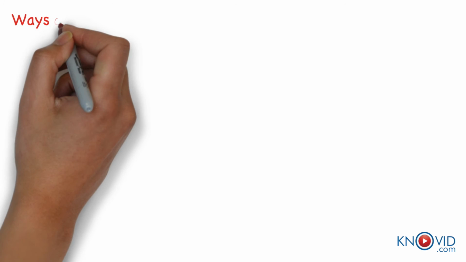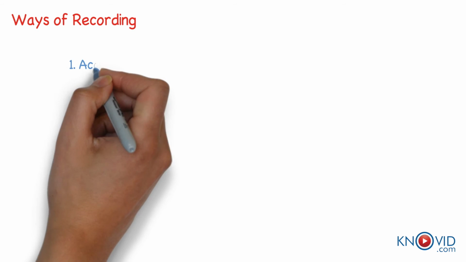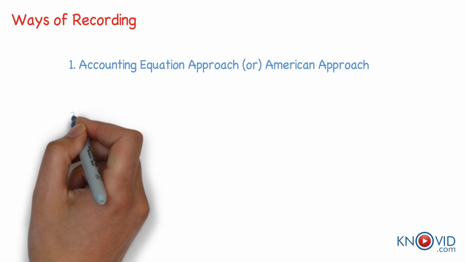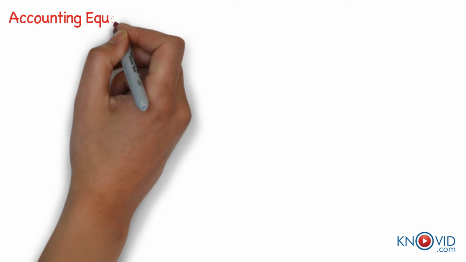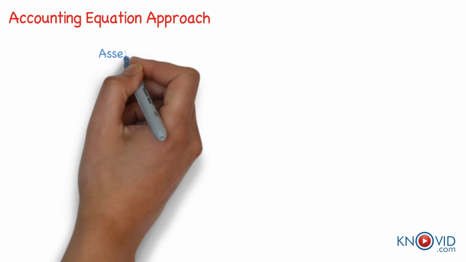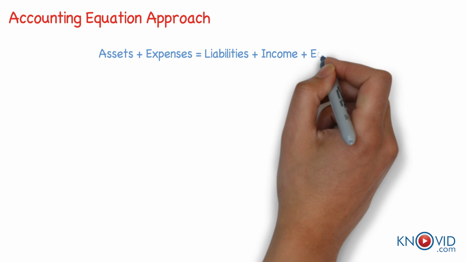There are two different ways of memorizing the effects of debit and credit on account in double entry system. They are: 1. Accounting equation approach or American approach. 2. Traditional approach or British approach. In accounting equation approach, as we already saw earlier, transactions are recorded based on the equation assets plus expenses equals liabilities plus income plus equity.